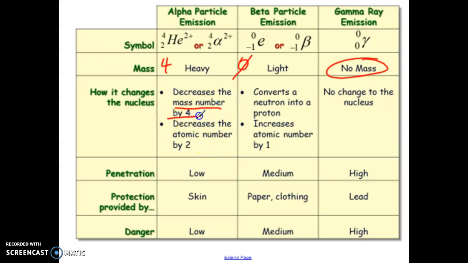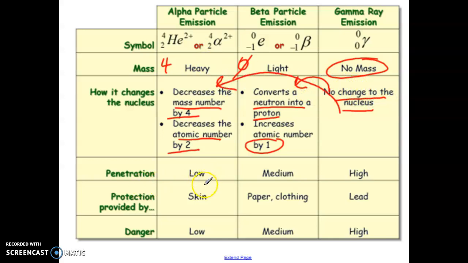So just to summarize, what happens in the nucleus with alpha radiation? The mass number goes down by 4 and the atomic number goes down by 2. We're losing 2 protons and 2 neutrons from the overall nucleus. With beta particle emission, a neutron is converted into a proton, which means the atomic number goes up by 1 and the overall mass does not change. Gamma ray particles do not change the nucleus at all. This happens either with beta or with alpha.